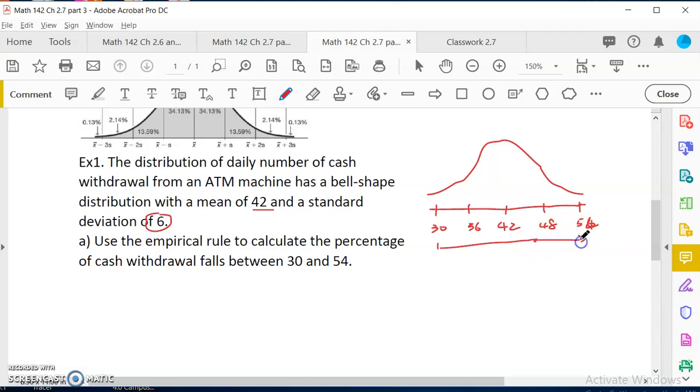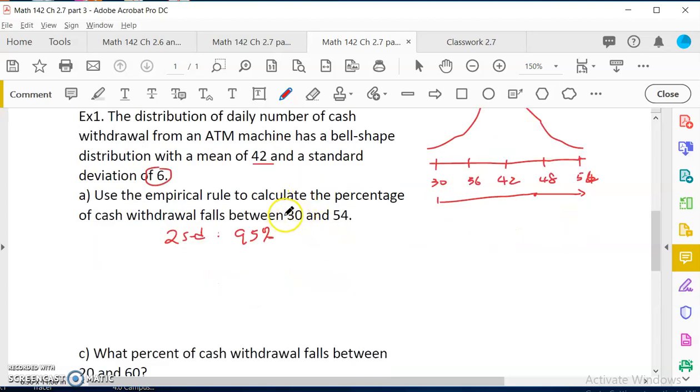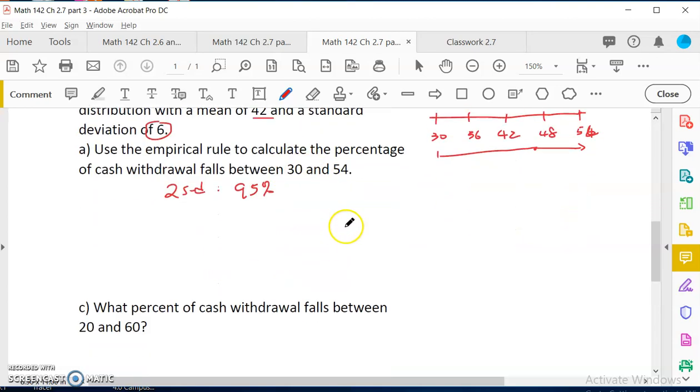So the calculation: this is how many standard deviations above and below. It's 2 standard deviations, right? 2 standard deviations corresponds to 95% of data. So 95% of people, when they go to the ATM, withdraw $30 to $54.